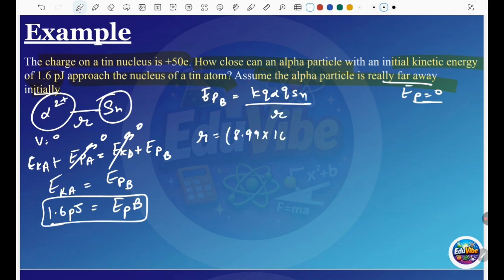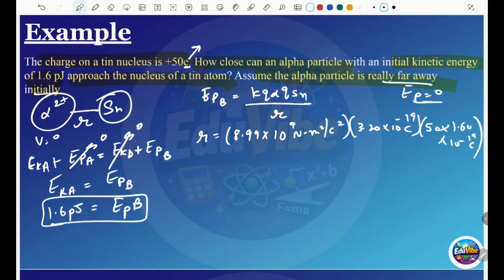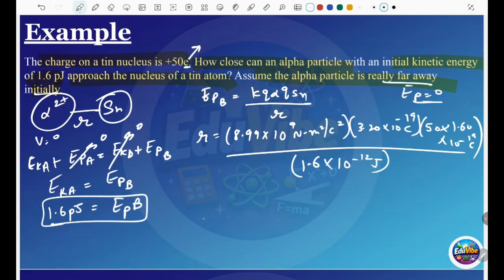So 8.99 × 10⁹ newton meter squared per coulomb squared. The alpha particle charge, from the formula sheet, is 3.2 × 10⁻¹⁹ coulombs. For the tin you get 50 electrons, and the elementary charge has a value of 1.6 × 10⁻¹⁹ coulombs, and this whole thing is divided by 1.6 pJ, where the pico has the value of 10⁻¹² joules. When you calculate this, you get R of about 1.4 × 10⁻¹⁴ meters.